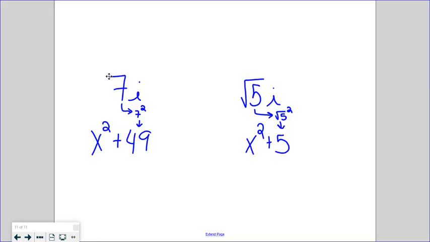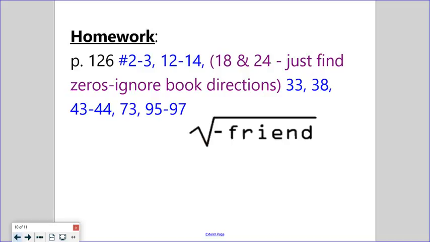Okay? Your assignment tonight is out of the book. I am changing some directions. So those two that are highlighted in purple, 18 and 24, all you are doing is finding the zeros.